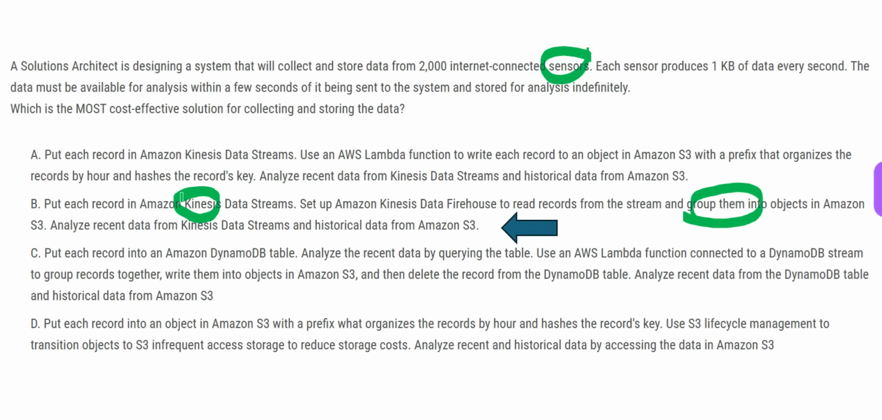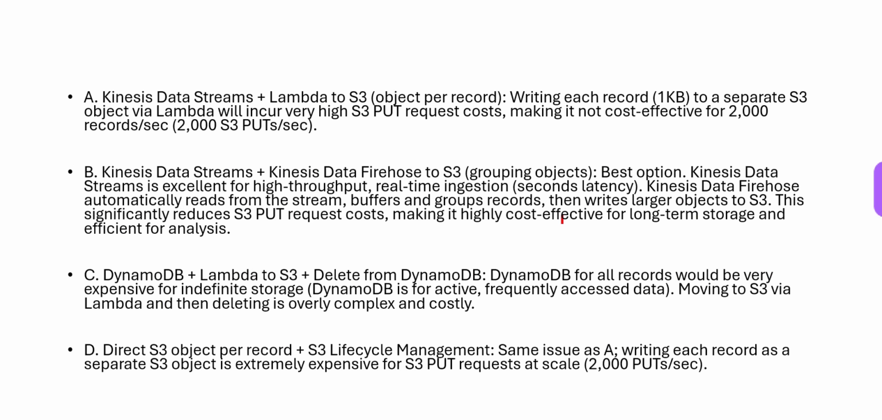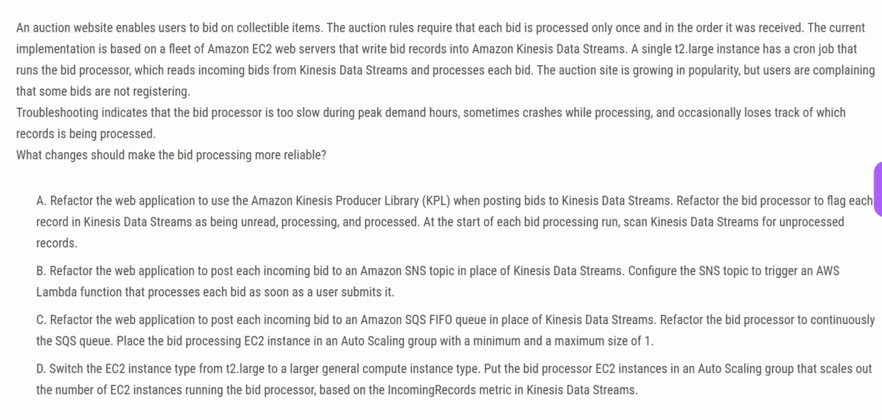Now between A and B, you have to choose which is less costly. So A is going to put each record at a time, so this will be expensive, and this guy is going to group it. That's why B is better than A. You can read this if you want to understand more.